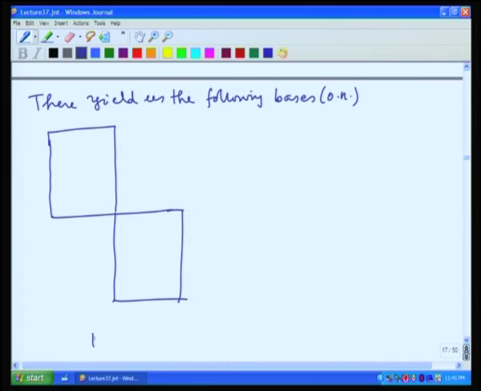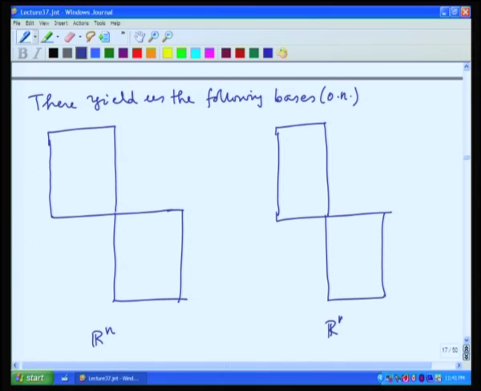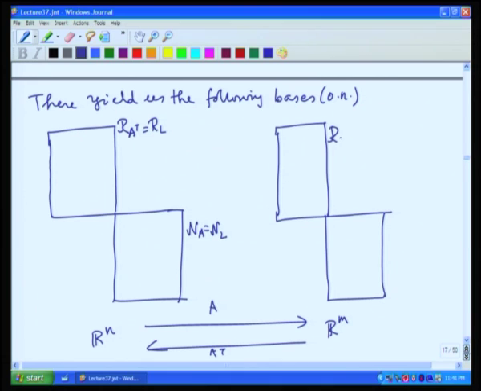Again we will write the picture that we had. This is R n, and this is R m. A is a mapping from here to there and A transpose on this side, and this is the range of A transpose, which was the range of L. This is the null space of A, which was equal to the null space of L. This is the range of A, which was equal to the range of M, and this was the null space of A transpose, which was equal to the null space of M.